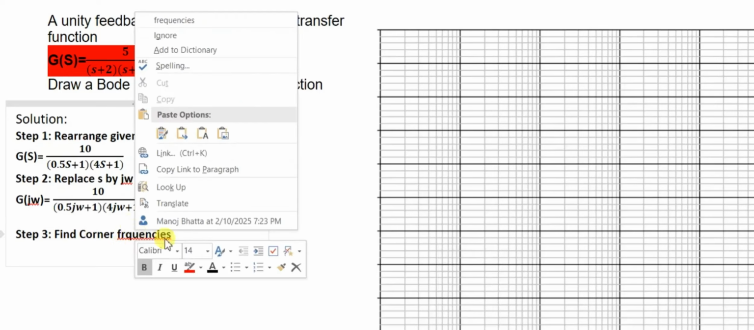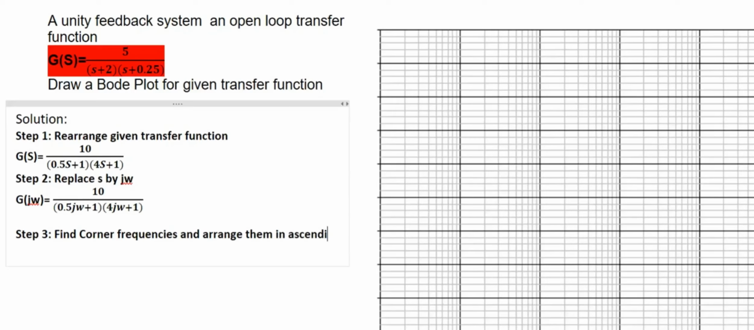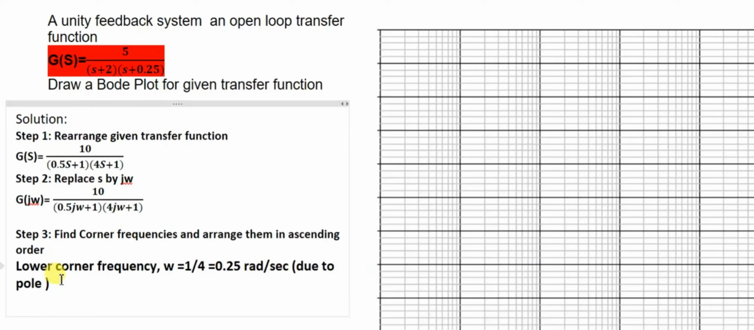Once you have replaced s by j omega, step three will be to find the corner frequencies for the given transfer function. Initially, we have a constant and two simple poles, which are 0.5 j omega plus 1 and 4 j omega plus 1. So the lowest corner frequency of the given transfer function is 0.25 and the higher corner frequency is 2 radian per second. So note both frequencies.